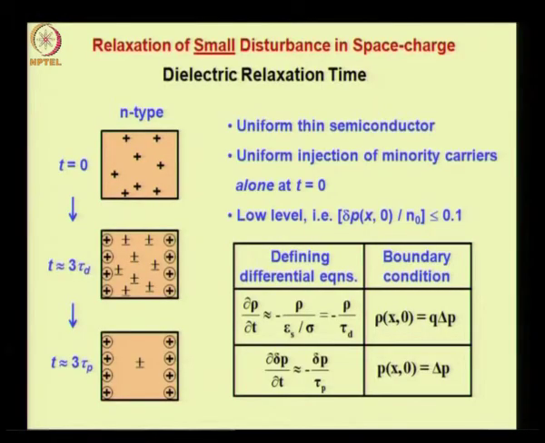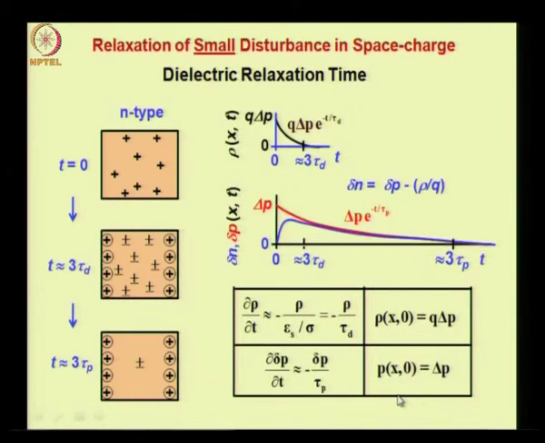So the defining differential equations here are the one associated with the space charge and the one associated with recombination. Both are first order equations, and the time constants are here, and they are solved subject to a single boundary condition in each case.